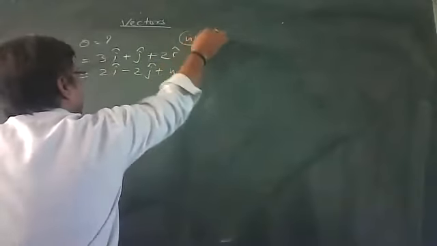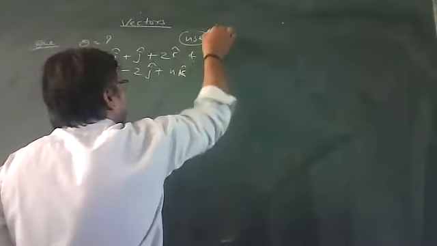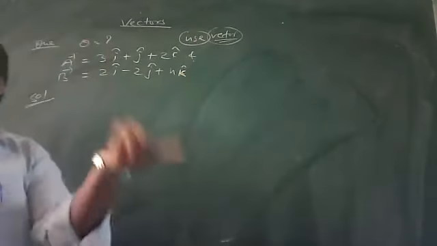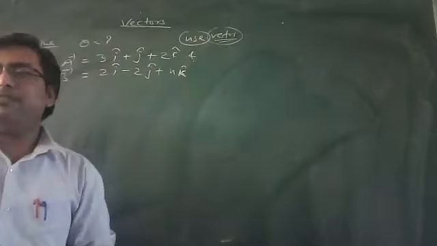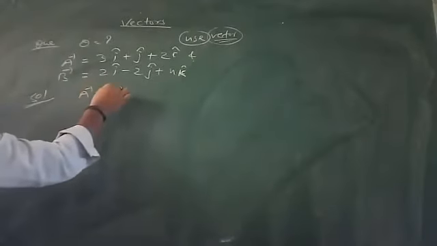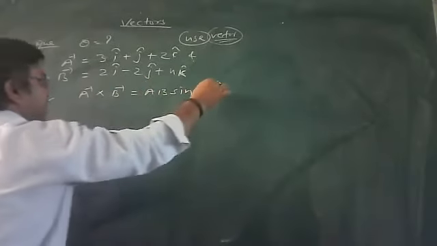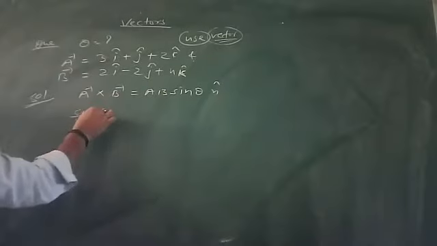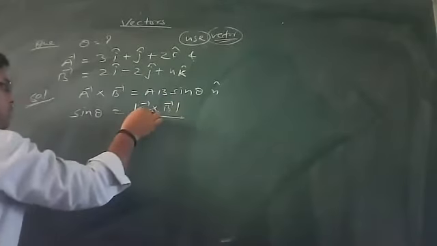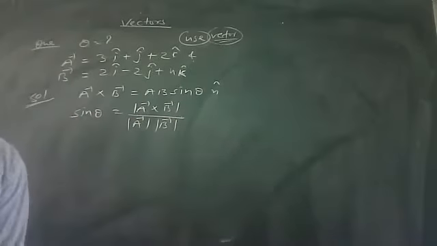Use cross product or vector product. This is the condition given by the question. Use cross product or vector product only, because we can find theta by use of dot product also. But here the question says I have to find it by use of cross product only. What is the cross product? A cross B, you will get here AB sin theta n cap. For sin theta, modulus of A cross B divided by modulus of A vector and modulus of B vector. In this manner, I can obtain the value of sin theta.